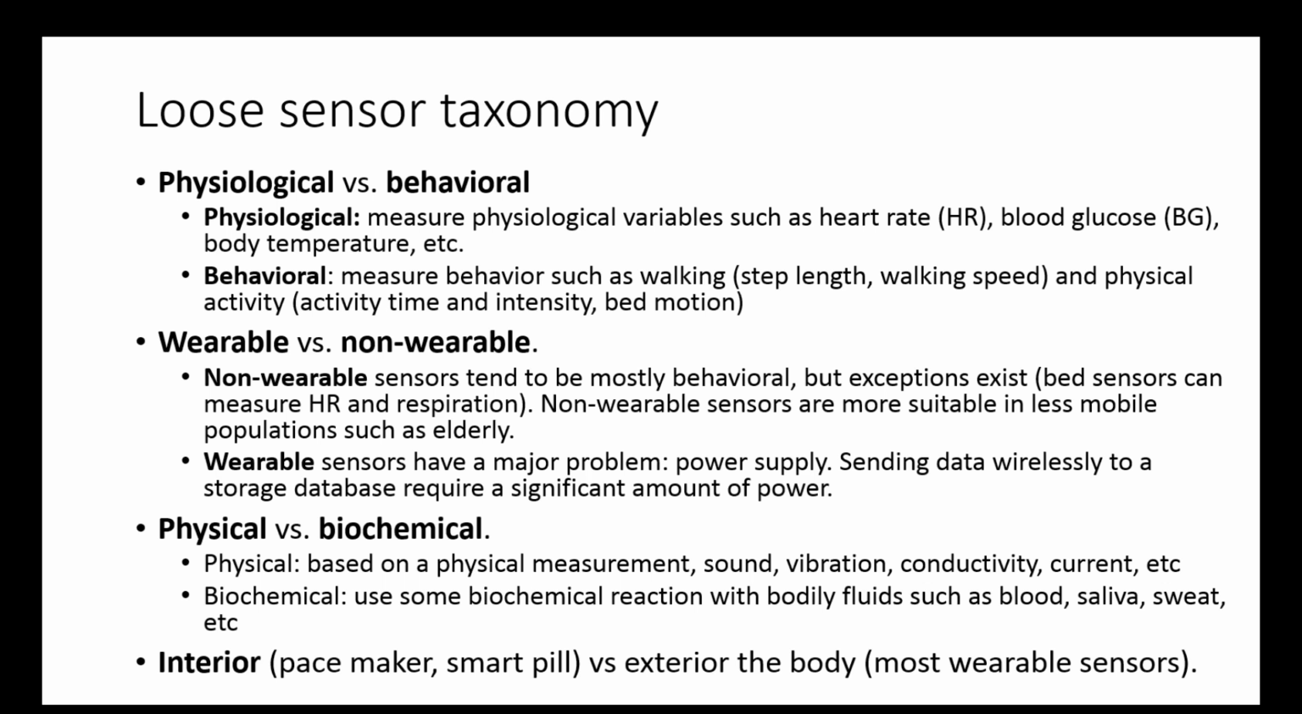Then there are physical versus biochemical sensors. Physical means we measure some physical quantity: sound, vibration, conductivity of the skin, some current that goes through the skin. Biochemical, on the other side, uses some biochemical reaction with bodily fluids, such as blood, saliva, sweat.